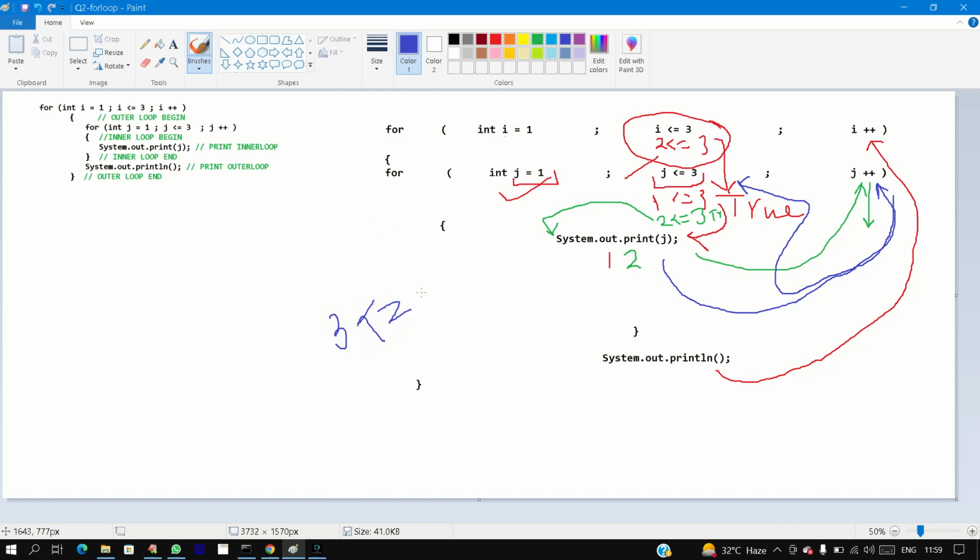3 less than or equal to 3. The condition is true. Why is the condition true? Definitely 3 is equal to 3, isn't it? Now if 3 is equal to 3, then what will happen? We will be going to system.out.print and we will be writing 3. Okay. Now what will happen?